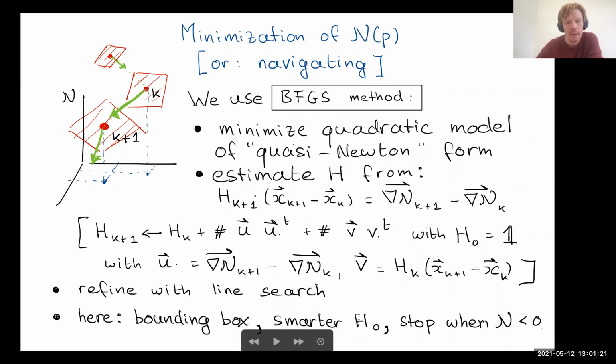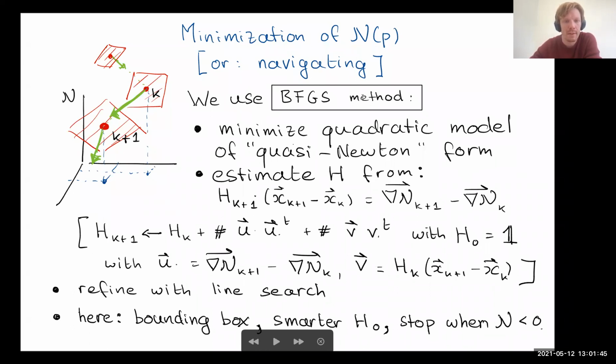We were slightly smarter in picking H0 because we know a little bit more. And of course, our termination criterion is very different. If you just want to find a feasible point, we can stop as soon as the navigator function is negative. We don't have to go all the way to the minimum. The BFGS method really aims to optimize, to find the minimum.